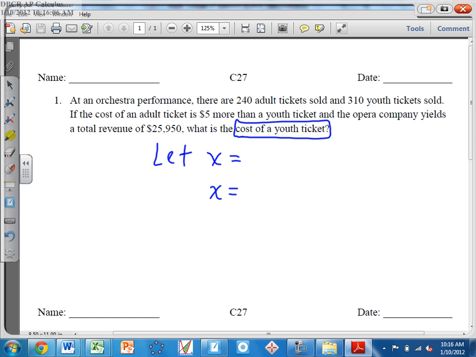The question asks for the cost of a youth ticket. But I can't just find the cost of a youth ticket by itself. If I need the cost of a youth ticket, I also need the adult ticket in there as well. So, I have X and I have a Y. So we start with, let X equal the cost of an adult ticket. Adult ticket cost. And Y is youth ticket cost.